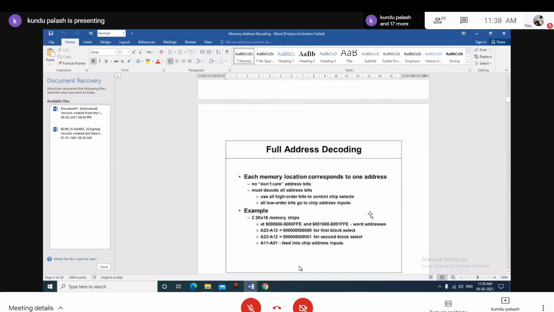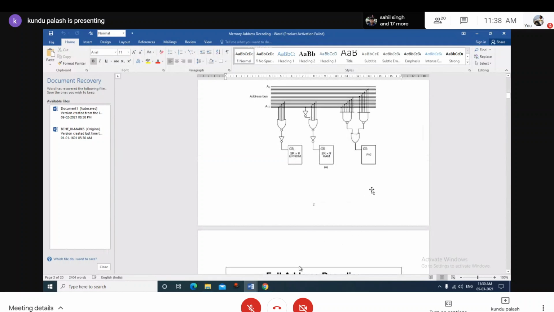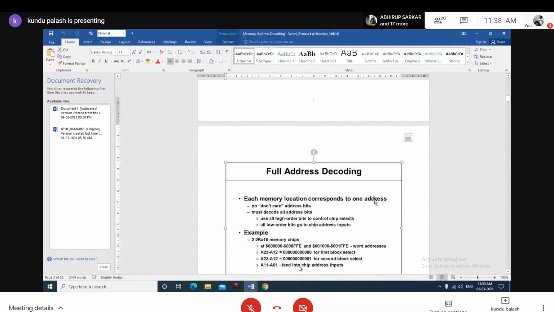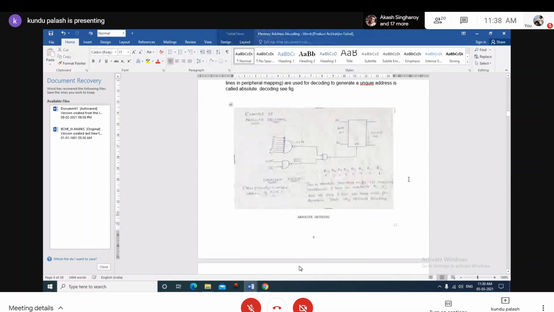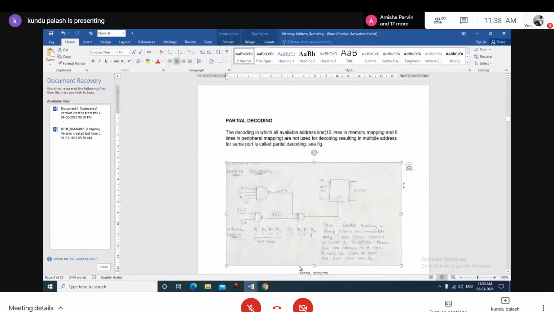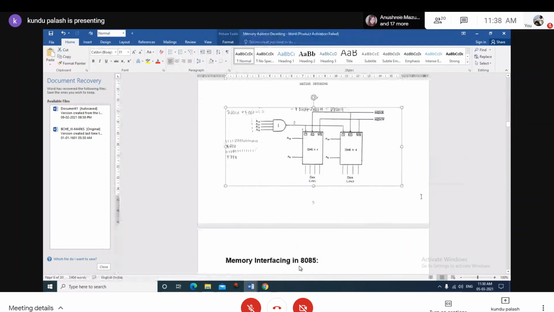Suppose in this example we can see a decoder has been used, which is a 4-input NAND gate. The input address signals are A12 to A15. So what are the rest of the address lines? A0 to A11.